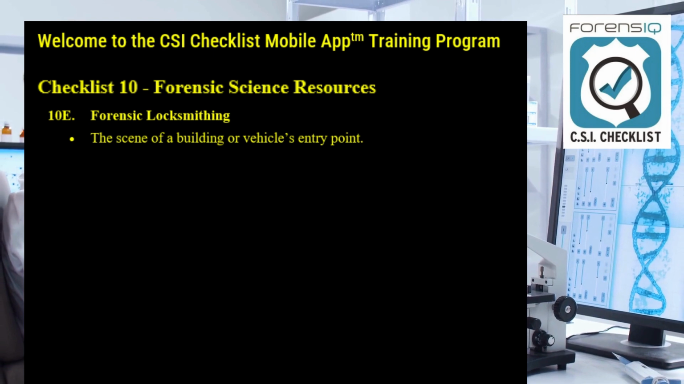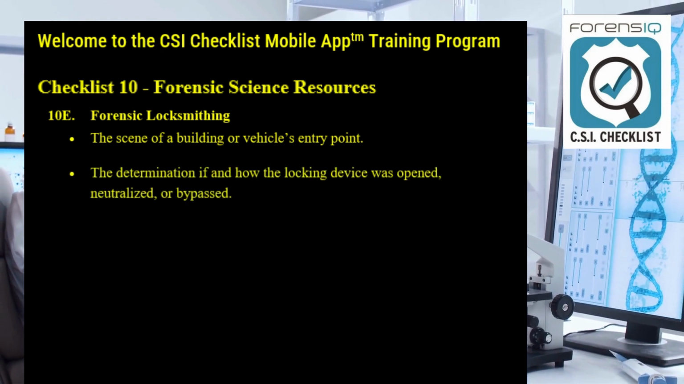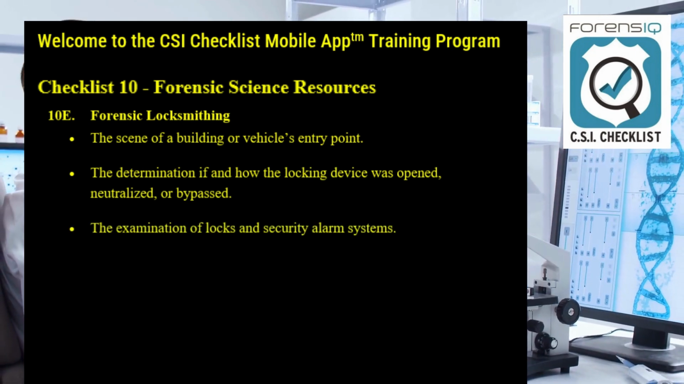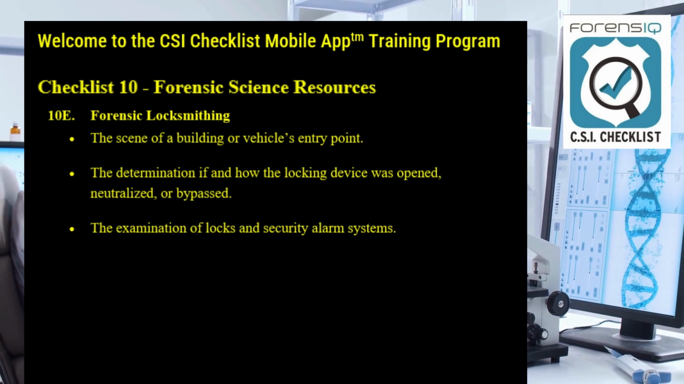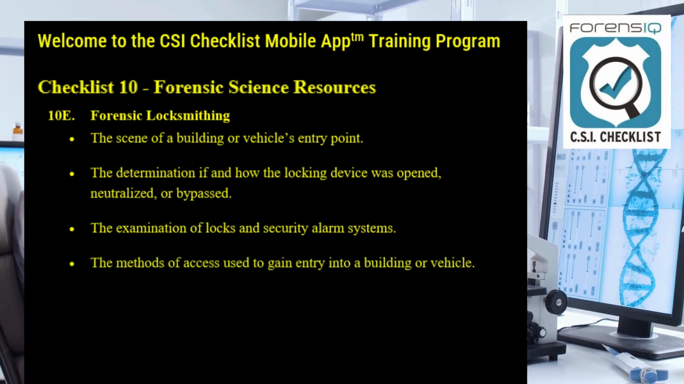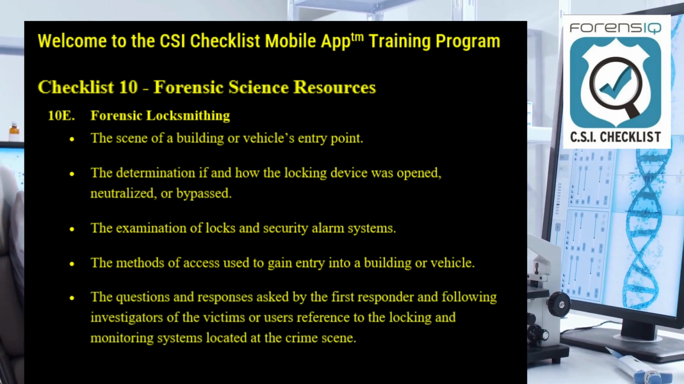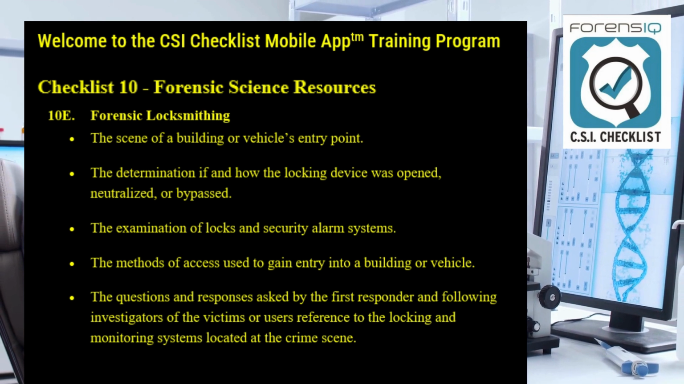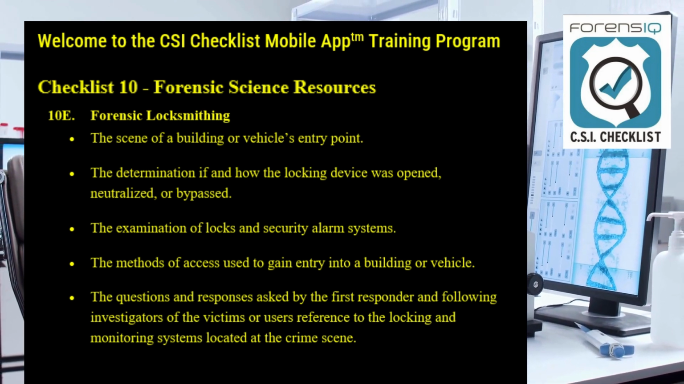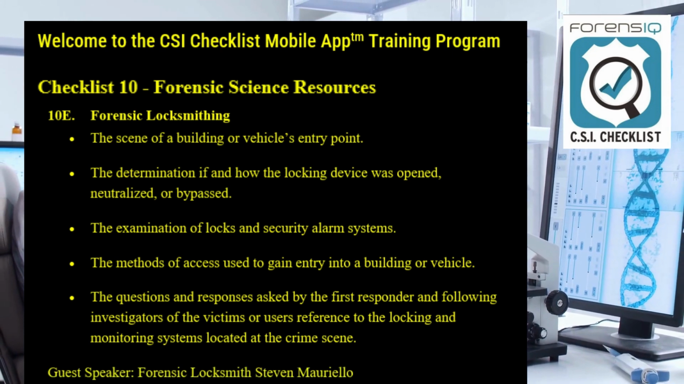For Checklist 10E, Forensic Locksmithing: the scene of a building or vehicle's entry point; the determination if and how the locking device was opened, neutralized, or bypassed; the examination of locks and security alarm systems; the methods of access used to gain entry into a building or vehicle; the questions and responses asked by the first responder and following investigators of the victims or users in reference to the locking and monitoring systems located at the crime scene. The guest speaker for this checklist module is forensic locksmith Stephen Mauriello.